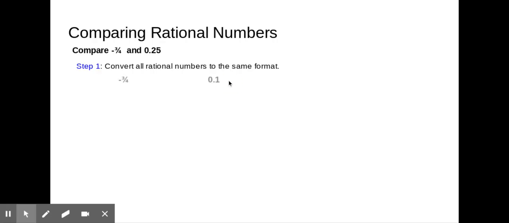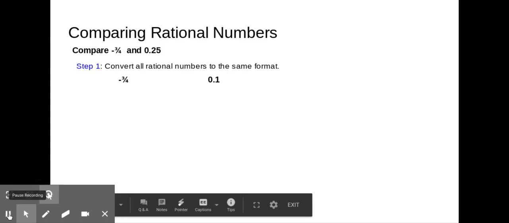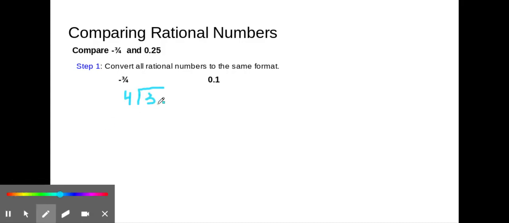So I'm going to start by changing my fraction into a decimal. And we remember how to do that. We use long division. So I'm going to go ahead and set up that problem. I have 3 divided by 4, and I need to add in a 0. So I'll put my decimal point in both places and bring down a 0.